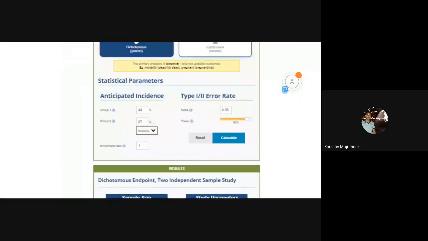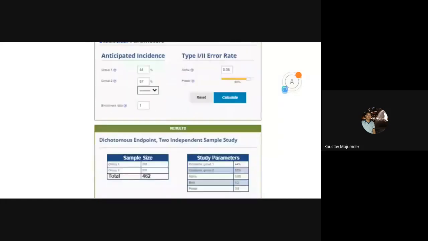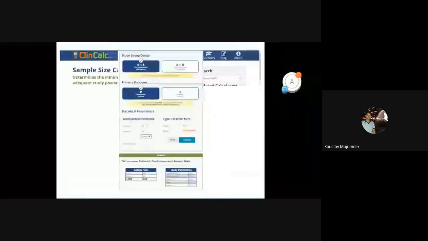You give the anticipated proportion in the test arm and in the control arm, and then you give the alpha and the beta error, and then just calculate, and here you have calculated 462. This is, I think, the most user-friendly calculator, which can be used by all residents if they want to calculate with the help of a computer and not manually.